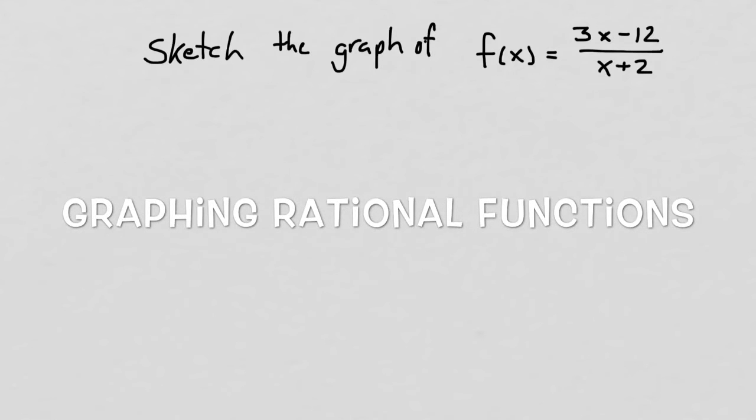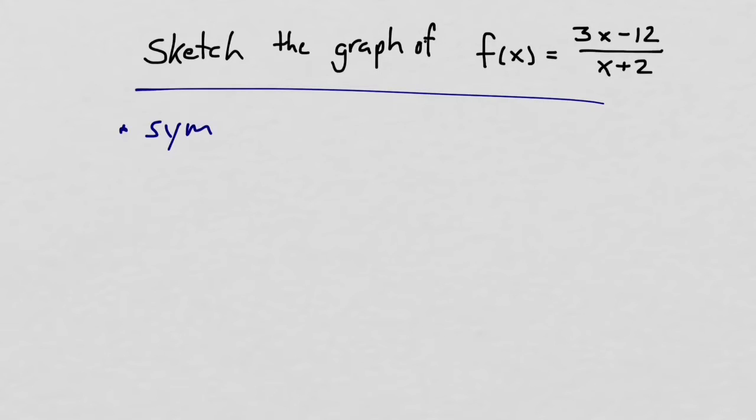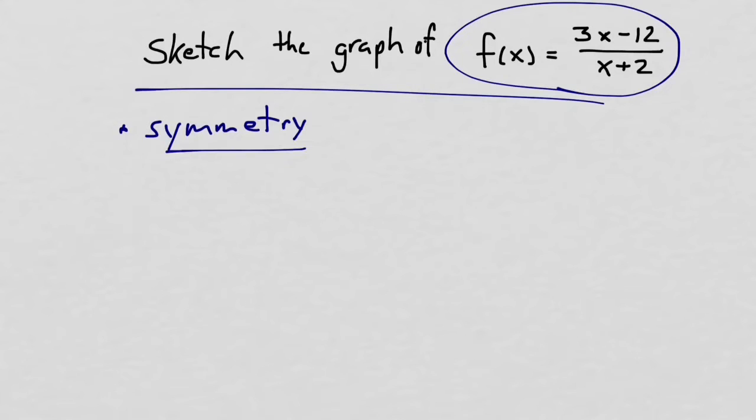Let's sketch the graph of the rational function f of x equals 3x minus 12 over x plus 2. In order to do this, let's look at a few characteristics of the graph that we can identify from the formula for the function. First, we can consider symmetry, whether the function is even or odd, and by looking at the two polynomials, the numerator and the denominator, we can notice that neither of those are even or odd, and so there is no symmetry for this particular function.